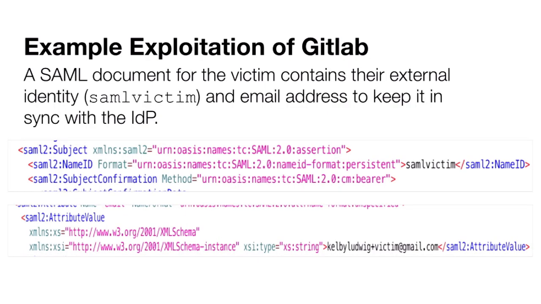This is a snippet of what the target user's SAML assertion would actually look like. This is a completely normal, unmodified, benign SAML assertion. Basically, the name ID has the external identifier that we're looking for, which is SAML victim, and it's also noteworthy to see that the user's email is provided through the attribute statement element. That part doesn't necessarily affect our ability to exploit the system. It's really just used so GitLab can keep user profile information synchronized between the identity provider and the service provider.